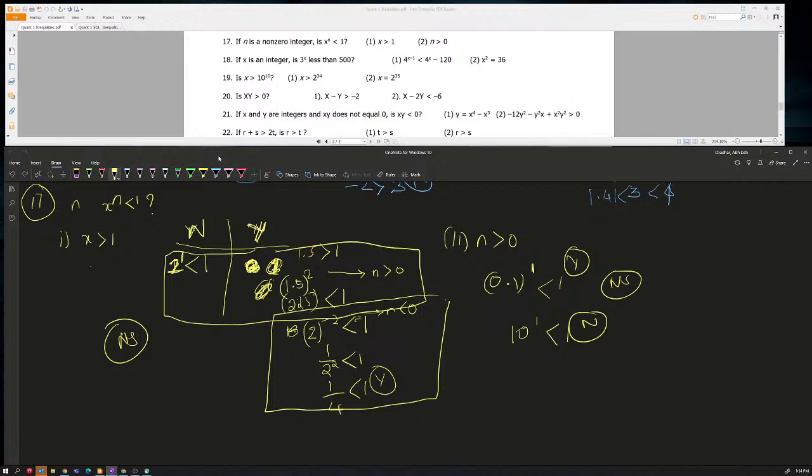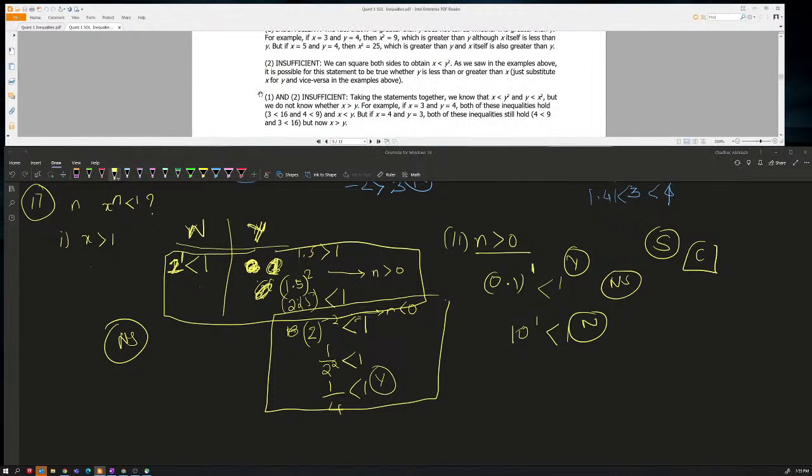So what I will do is try to take both conditions together, x is greater than 1 and n is greater than 0. For this, it is always a no answer. So it is sufficient. So our answer is C.